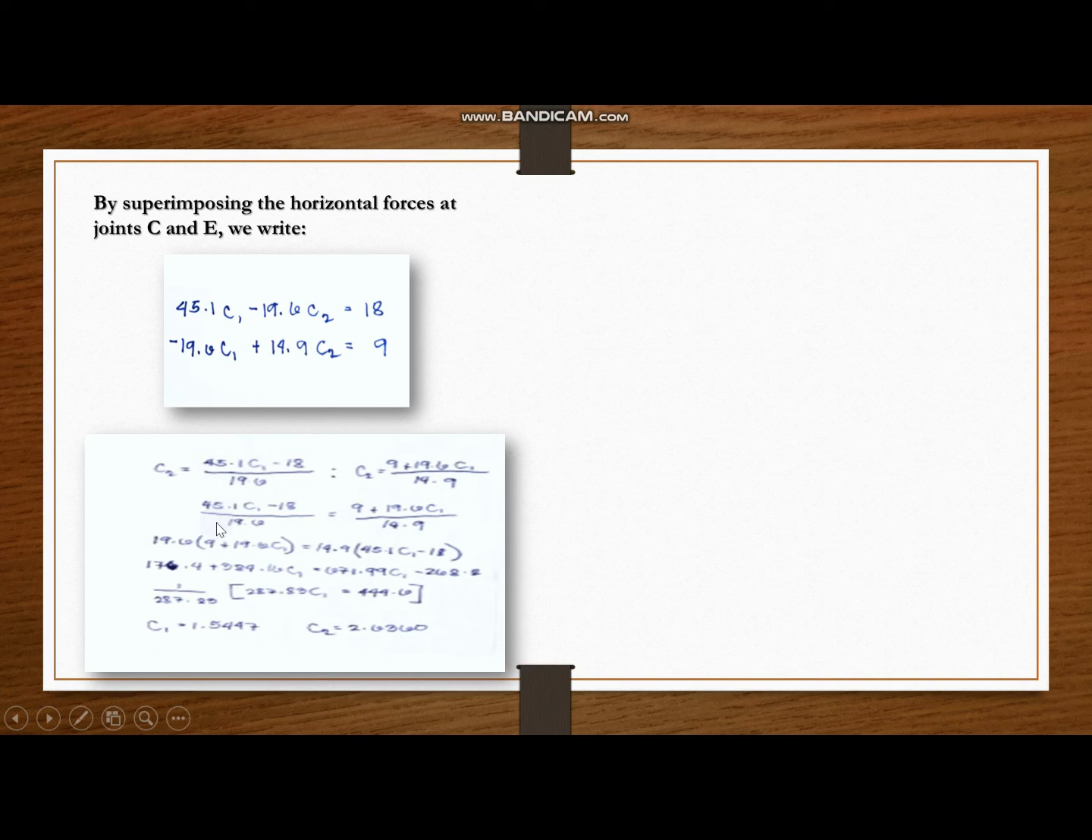So, 45.1 C1 minus 18 all over 19.6 is equal to 19.6 C1 over 14.9. So, by cross multiplication, 19.6 times 9 plus 19.6 C1 is equal to 14.9 times 45.1 C1 minus 18.